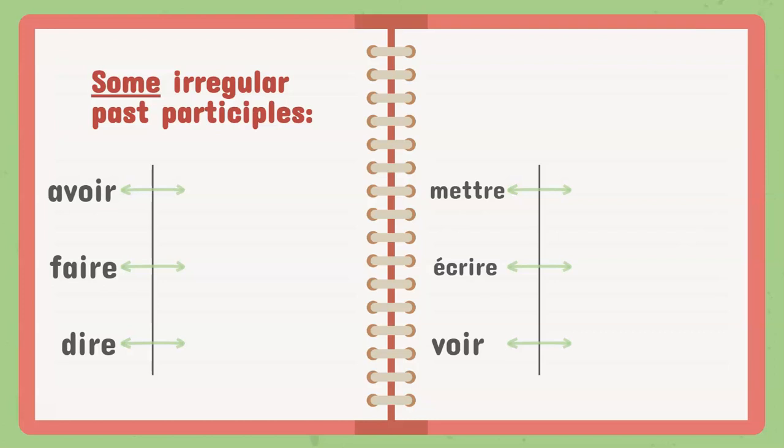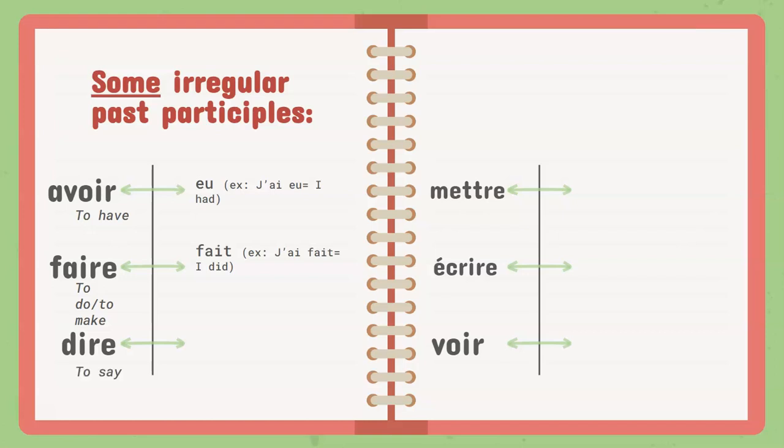But in general, if you feel like you've followed the rules for how to make a verb in its past participle and it looks very strange, chances are that's because it's irregular. So let's start with avoir, which is to have. The past participle for that is going to be eu. So to say I had would be j'ai eu. Faire, which is to do or to make. The past participle is fait. So j'ai fait, ça veut dire I did.